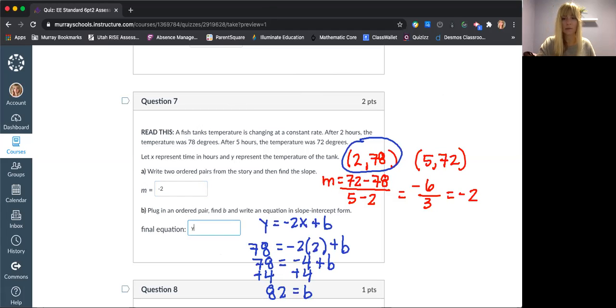Y equals -2x, no parentheses because it's not a fraction, plus 82. And the last question was, of course, just uploading your picture. So hopefully you were able to find your mistakes. If you're still confused about anything, ask your math teacher for help. You have an extra practice to try, and then you can retake your test.